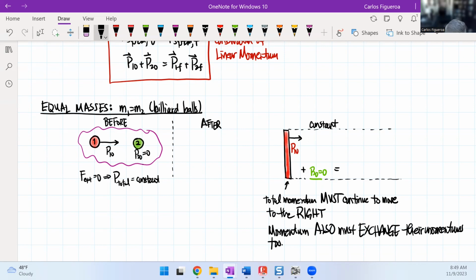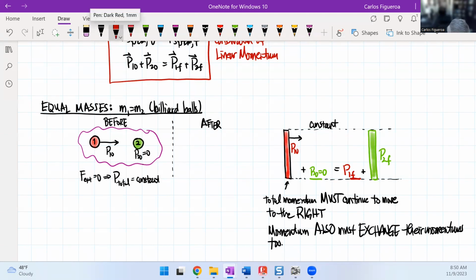In other words, what I'm saying here is that the momentum of 1 after the collision is 0. And then when I look at the momentum of P2 afterwards, it's exactly the same size as P1. What did they do? They exchanged their momentums.